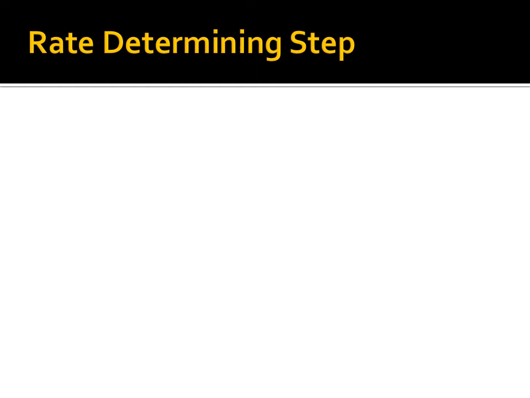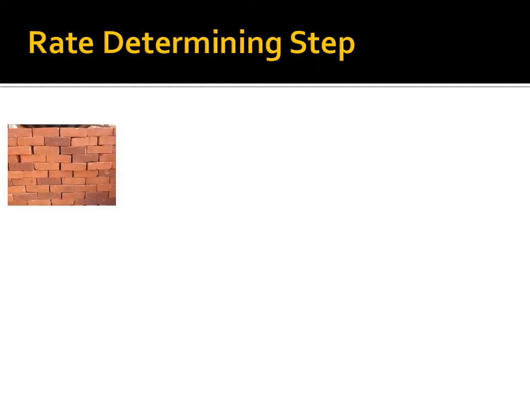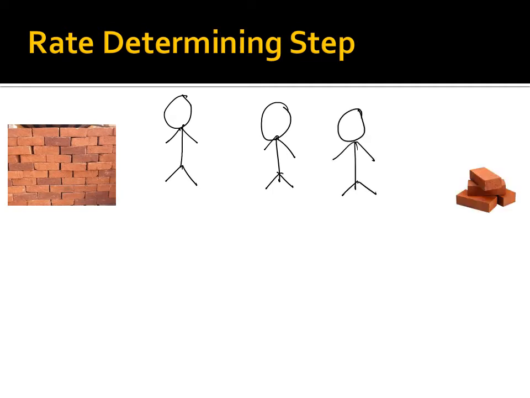Let's consider one example to show what the rate determining step is. Think about this kind of bricks you have. There are 3 people moving these stones into this place. Think about these people passing this stone from here, and the second person passes this stone to the third person, and the third person fills it into this place.